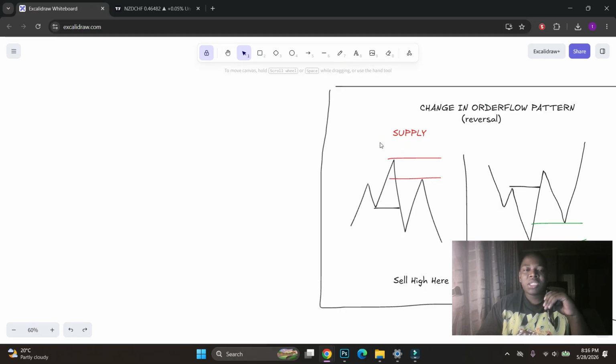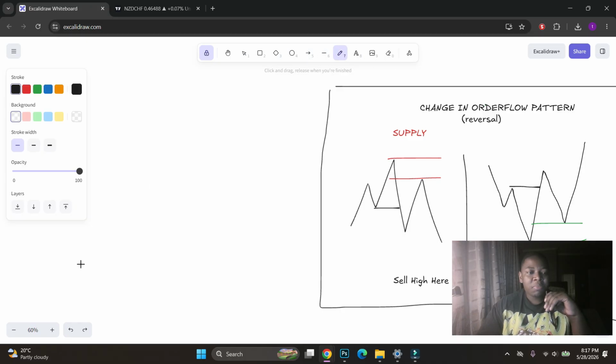So yeah, order flow. This is how you spot a change in order flow. I'm going to repeat this so it comes into your head every time. I'm going to repeat this almost each and every time I make a setup. Order flow, how to spot it.